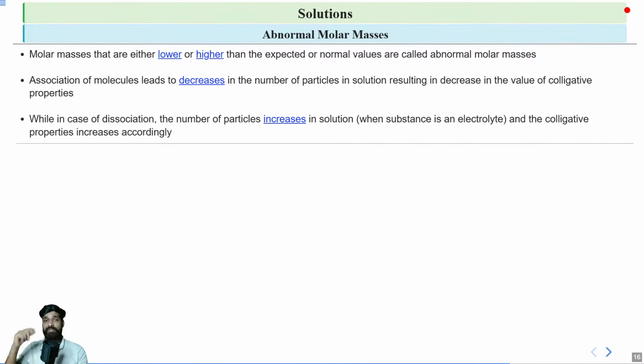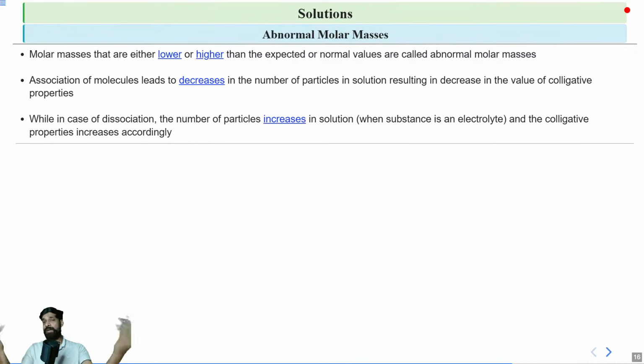Similarly, in case of dissociation, what will happen? Initially, which was one particle, now it is dissociating into a number of particles, and as a result of that, the number of particles has increased, and hence the value of colligative property will also increase. So these are the two aspects you should always remember, and there can be a direct question in your exam regarding association and dissociation.